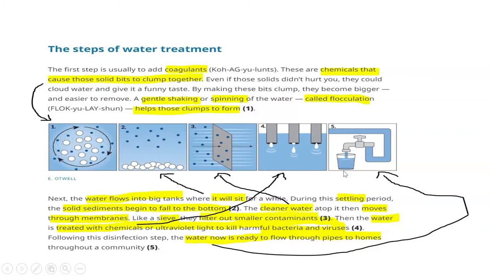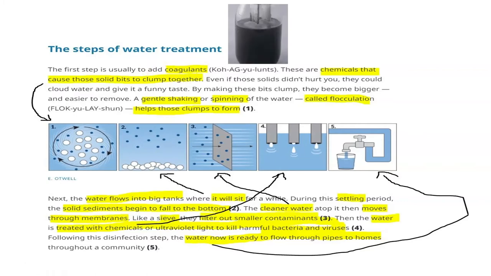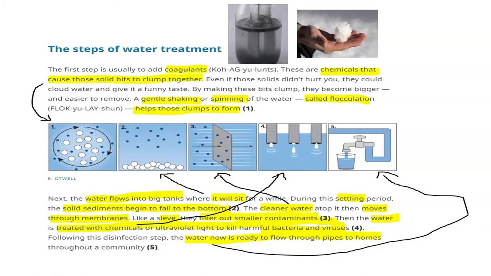Okay, so let's have a look at the steps of water treatment. As I read, follow along. So the first step is usually to add coagulants. These are chemicals that cause those solid bits to clump together. Even if those solids don't hurt you, they could cloud water and give it a funny taste. By making these bits clump, they become bigger and easier to remove.